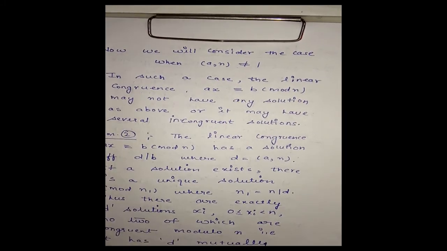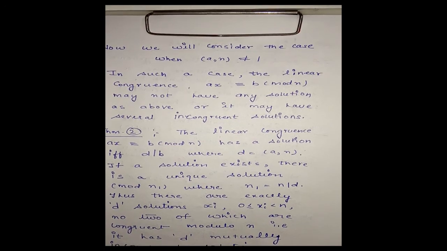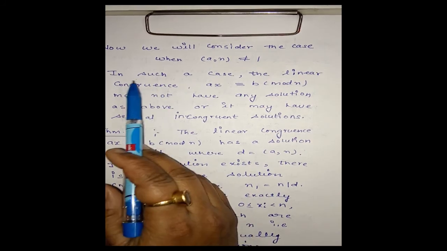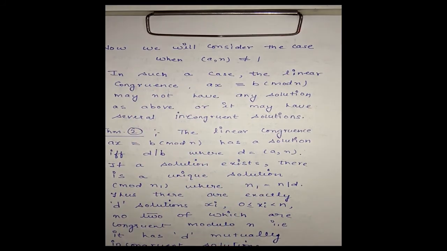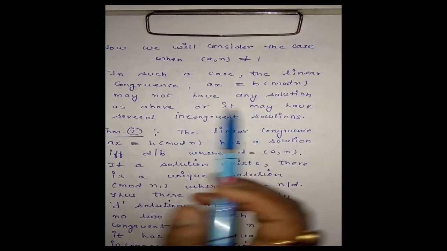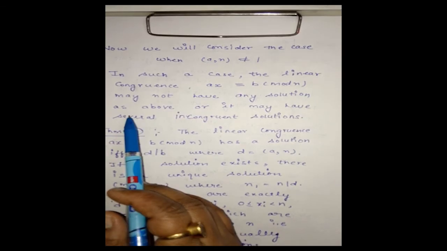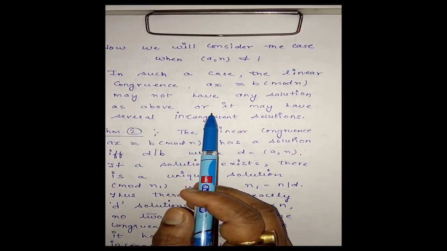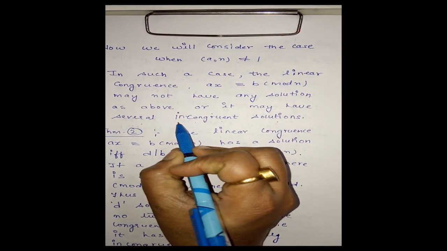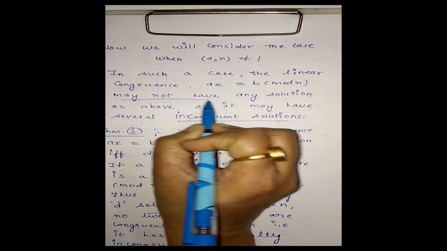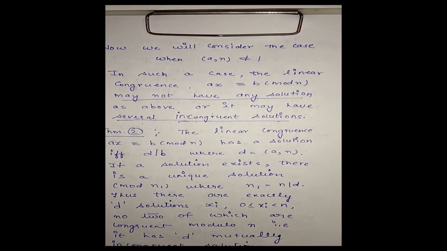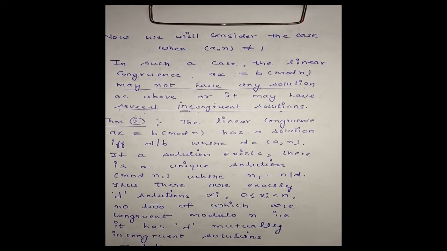We will consider the case when the GCD of a and n is not equal to 1, that is, a and n are not relatively prime. In such a case, the linear congruence ax is congruent to b modulo n may or may not have any solution, as discussed in the above example, or it may have several incongruent solutions. Now we will discuss the theorem.